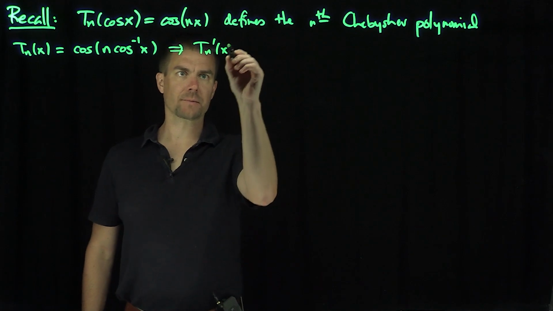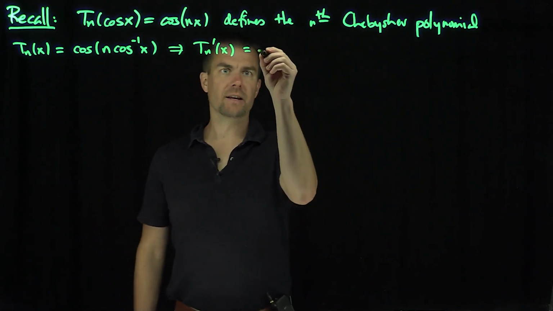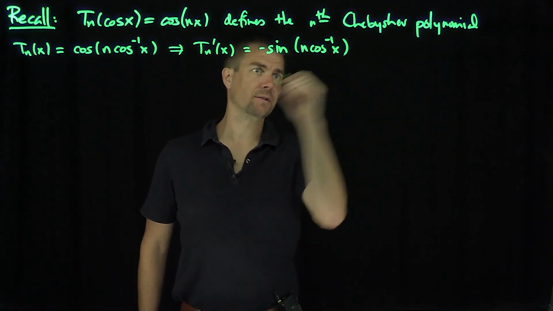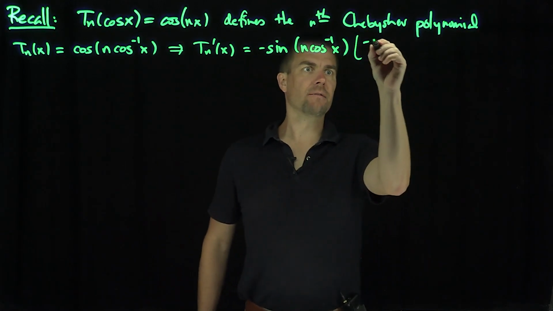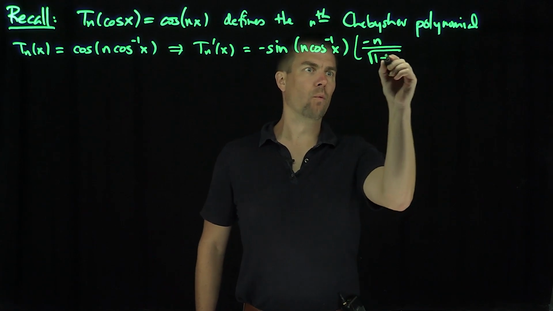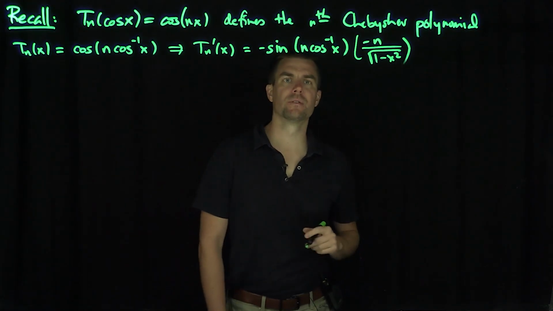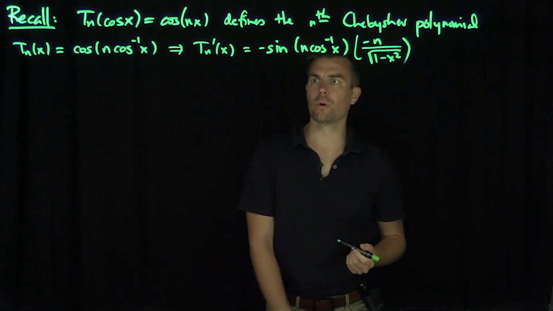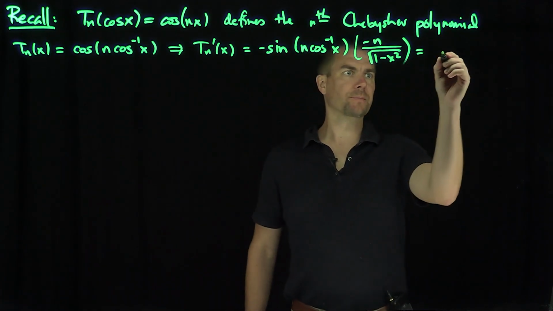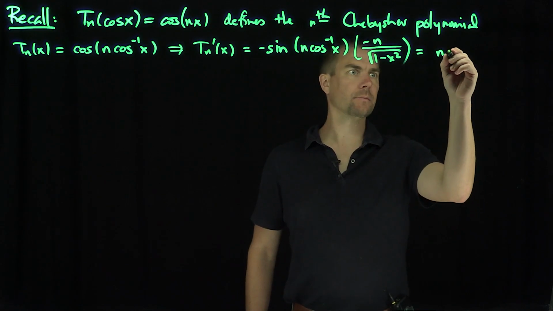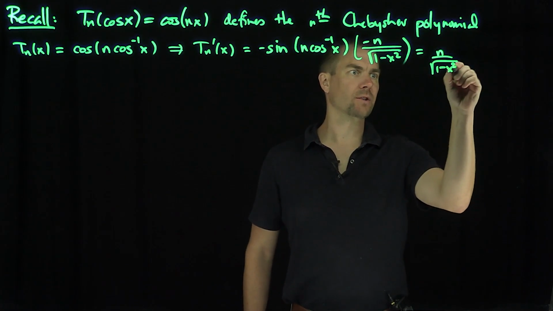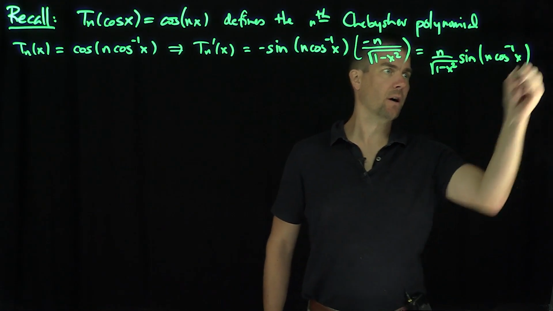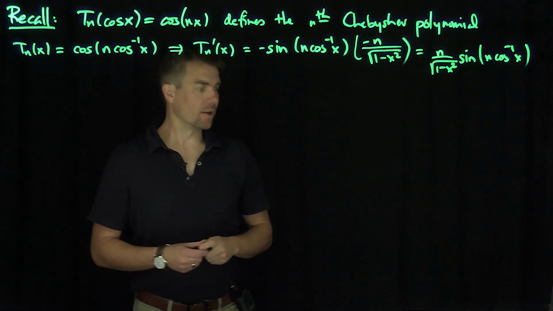So Tn prime of x is going to be negative sine of n cosine inverse of x, and then times negative n over the square root of 1 minus x squared, because that's the derivative of inverse cosine. The derivative of inverse cosine is negative 1 over the square root of 1 minus x squared, and then the n from the chain rule, okay? And so if I simplify this, this becomes n over the square root of 1 minus x squared, times sine of n cosine inverse of x. That's the first derivative. Now let's do the second derivative.